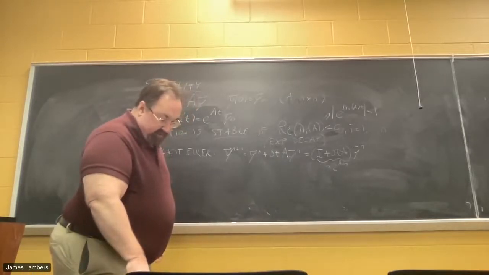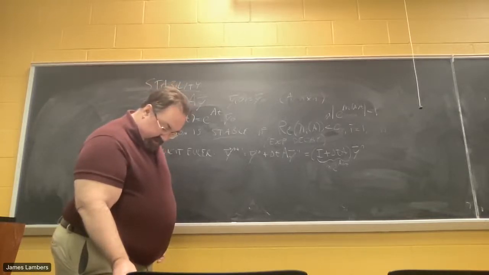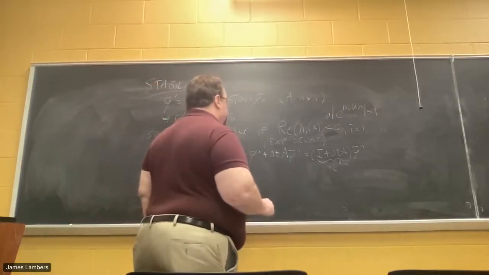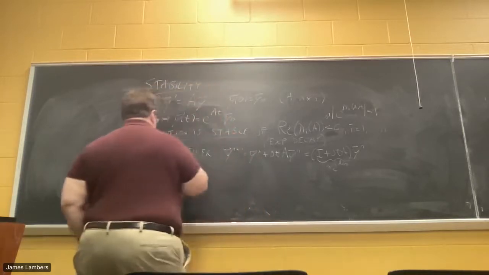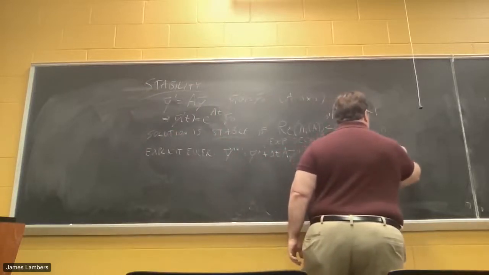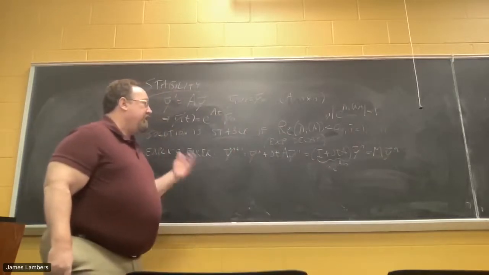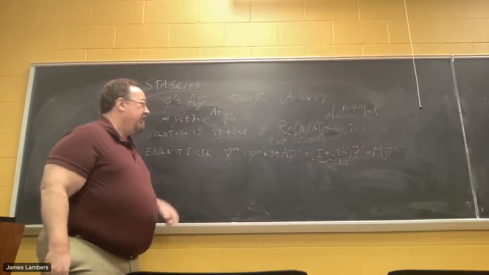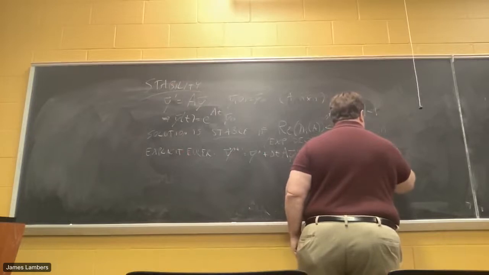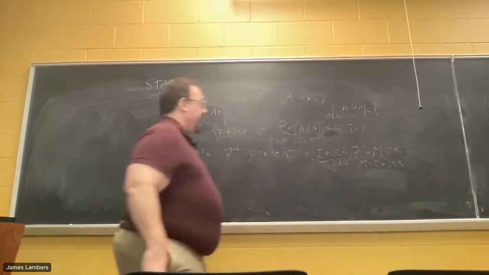Now I'm going to use the letter M to refer to this matrix. So M is my approximation of e to the A delta t.